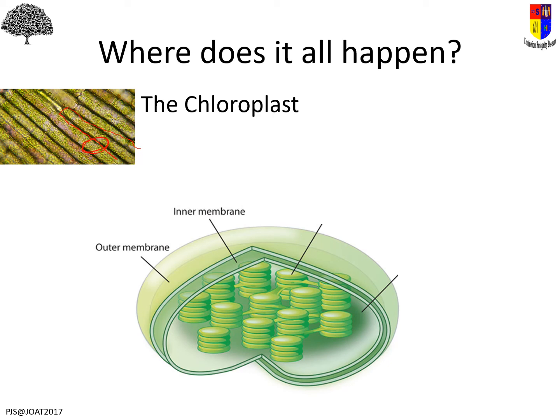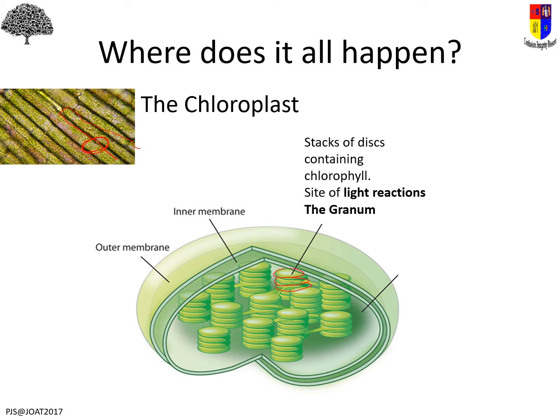So if we zoom in on it, it's like a kind of circular blobby thing. We've got an outside membrane and an inside membrane. Don't worry about that. But what you have inside it are little discs. And each of these discs here is packed full of chlorophyll. And you can see they kind of connect over to other discs. So it's a whole series of them. This is called the granum. And this is where we're going to do the light reactions. So this is where your colour is.